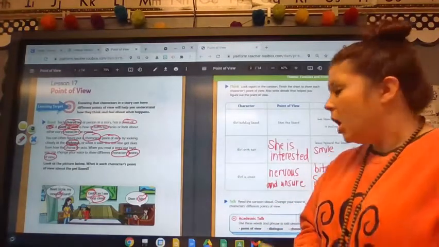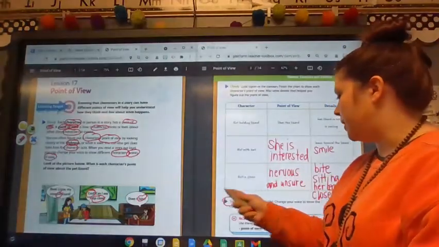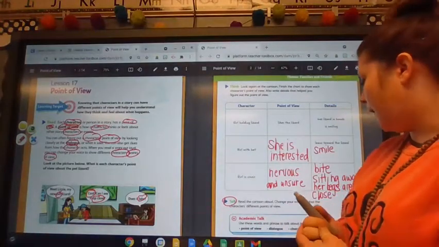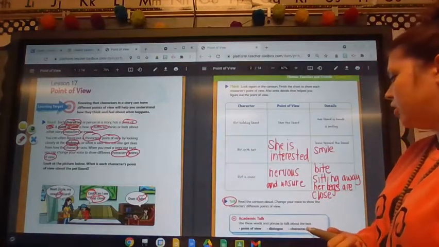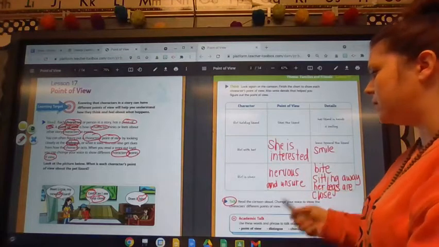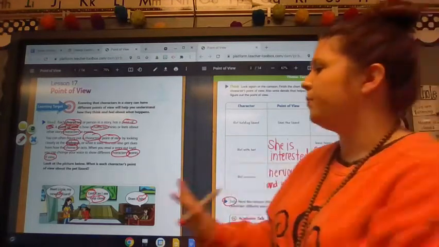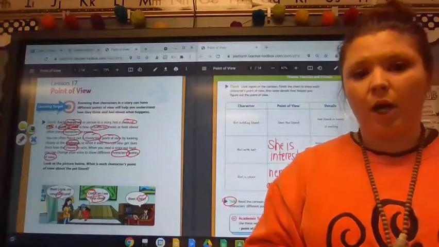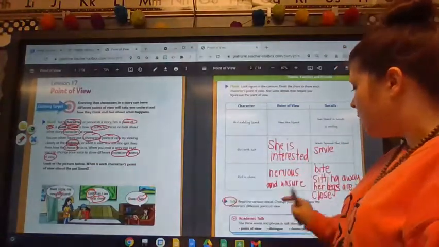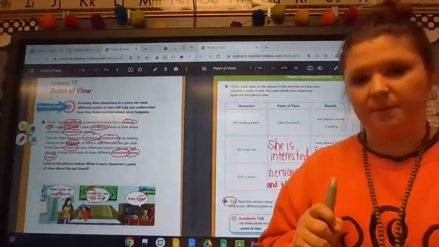All right, I want you to do the talk question. It says, read the cartoon aloud. Change your voice to show the characters' different points of view. So now we know their points of view. You're going to go back and read the dialogue the way that the characters would. Okay?